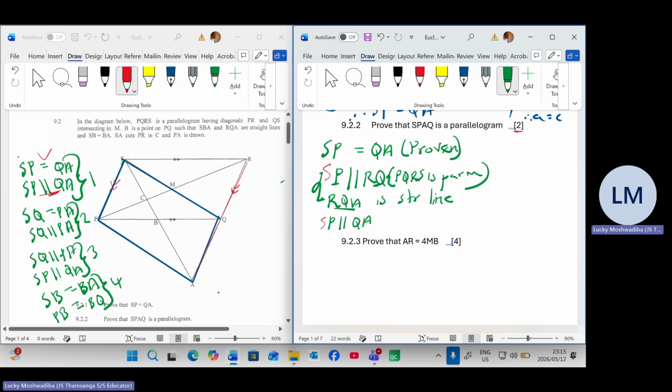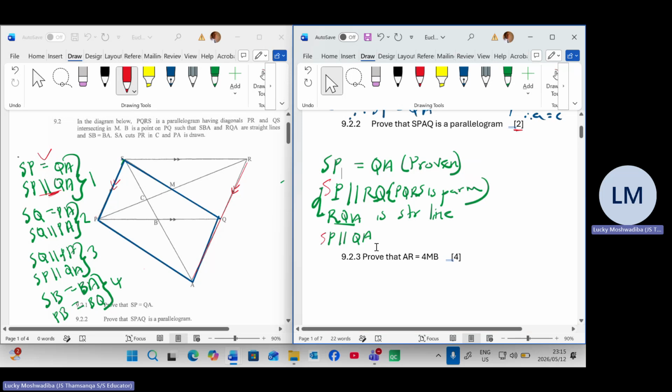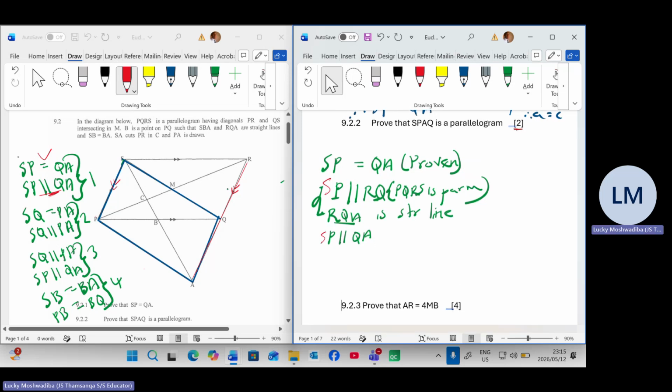But since this question is 2 marks, I would like to think that, you know what, let me just leave it there. Just show your workings, show your calculations. Let me leave it at that. Let me not teach you how to write half answers.